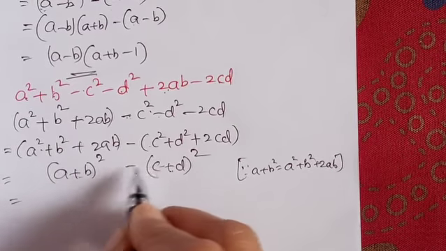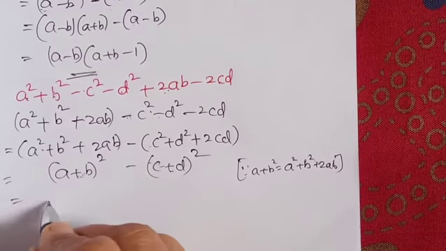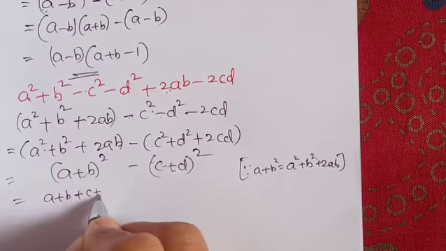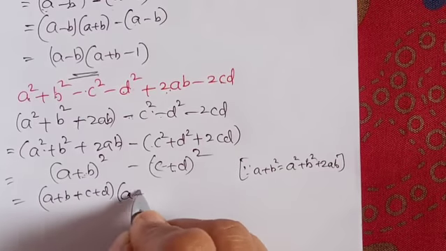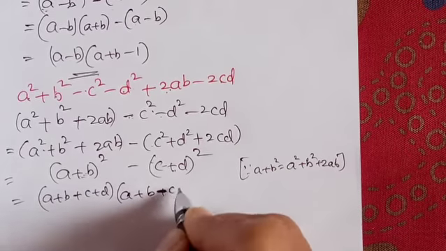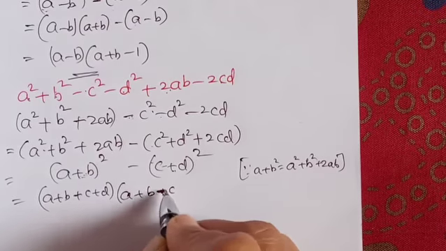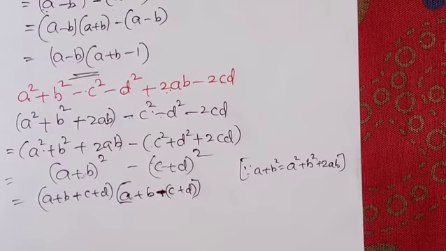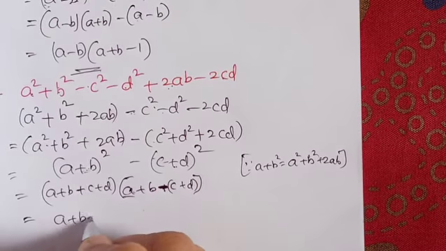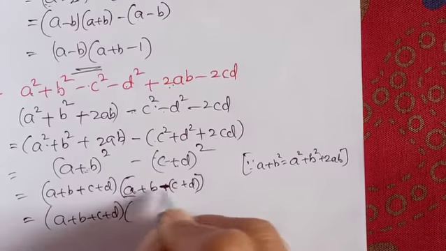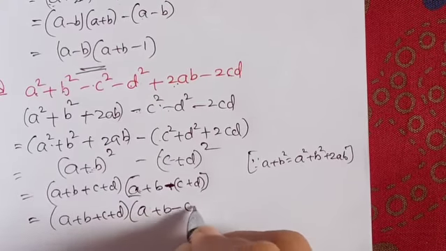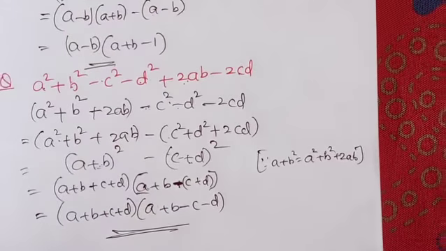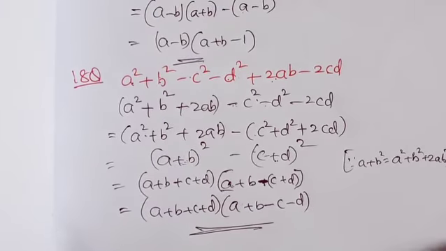Now this is in the form of difference of squares. So directly a plus b plus c plus d, next a plus b minus c minus d. Whenever you write minus, put it in a bracket: a plus b, c plus d. Okay, next: a plus b plus c plus d, and here a plus b minus c minus d. Okay, children, this is the 18th question. The 19th is also the same, like that only. We'll go to the next question.